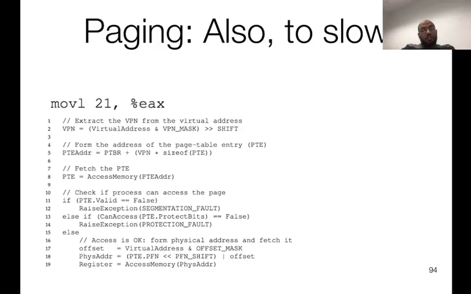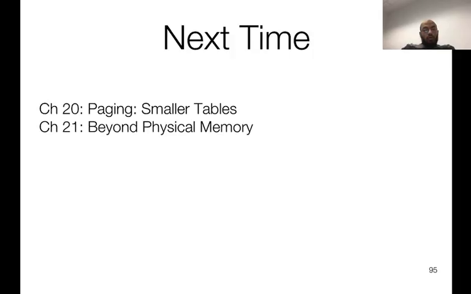You then fetch the page table entry, and check if the process can access the page. If it can, then you can get it. Otherwise, you raise a segmentation fault. Then, access okay, you actually fetch the real data, which is a really long process. So next time we're going to talk about paging with smaller tables, and how we improve in general the paging system that we have described now.